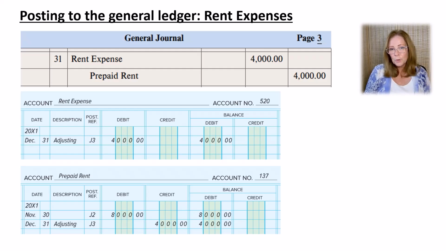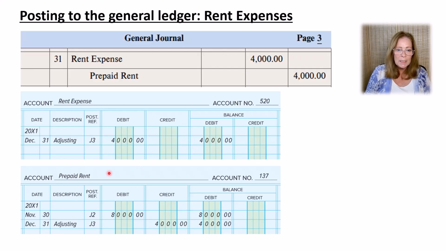For our second journal entry, let's look at the two accounts, rent expense and prepaid rent, that are listed in our journal entry. Let's write the date into the date column and adjusting into the description, the journal entry page number J3 into the posting reference column, and the debit of $4,000 into the debit column. This account has no prior activity, and therefore the new balance is $4,000.